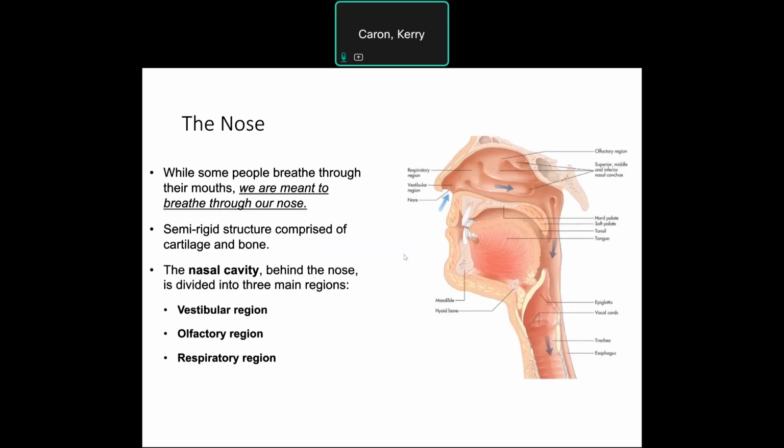Okay, so the nose. Some people breathe through their mouths, call those mouth breathers. We're really meant to breathe through the nose. And the nose is semi-rigid. It's composed of cartilage and bone. And the nasal cavity has regions. So it's got a vestibular region, it's got a respiratory region, an olfactory region for smelling.